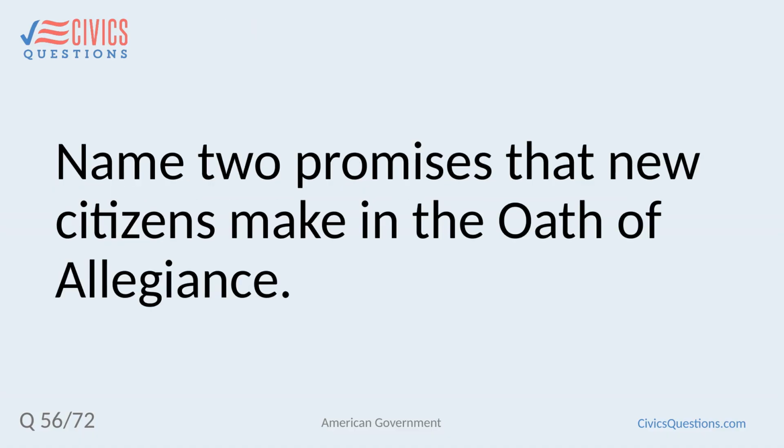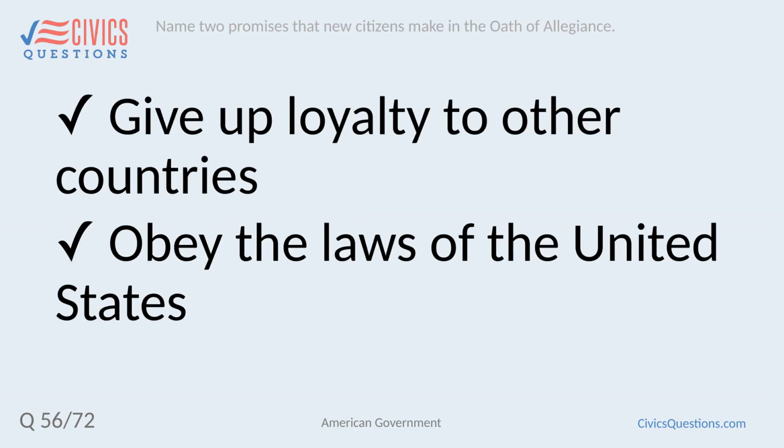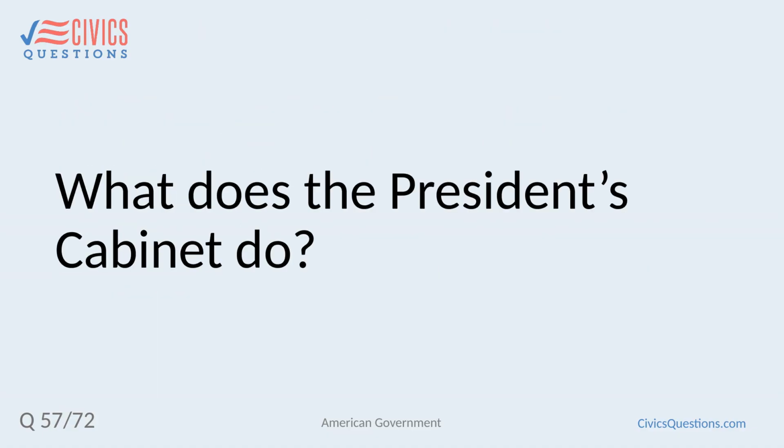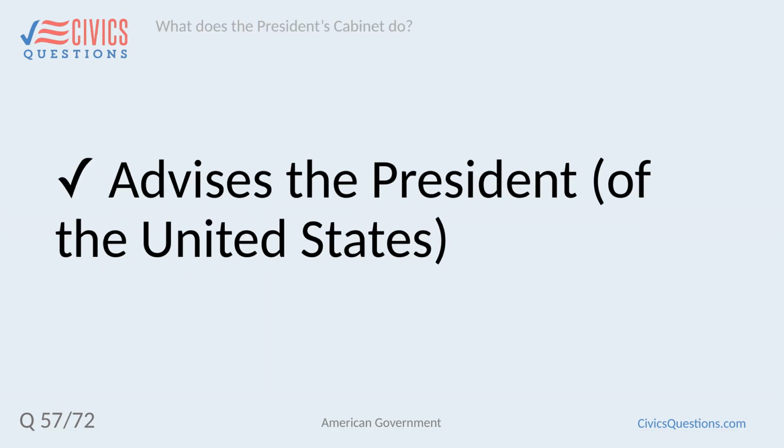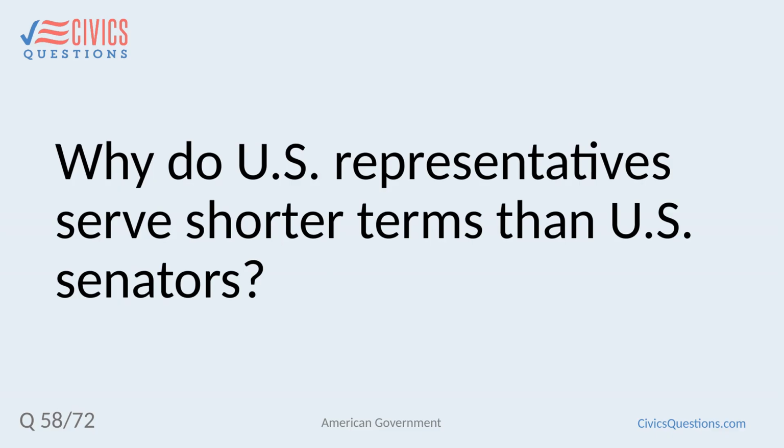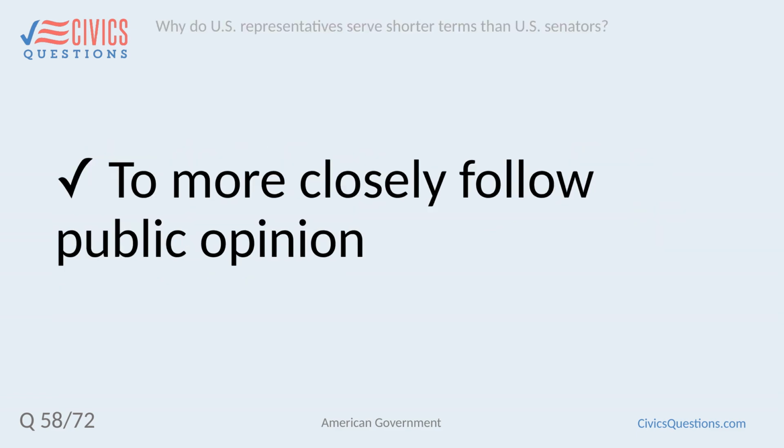Name 2 promises that new citizens make in the oath of allegiance. Give up loyalty to other countries. Obey the laws of the United States. What does the President's cabinet do? Advises the President of the United States. Why do U.S. representatives serve shorter terms than U.S. senators? To more closely follow public opinion.